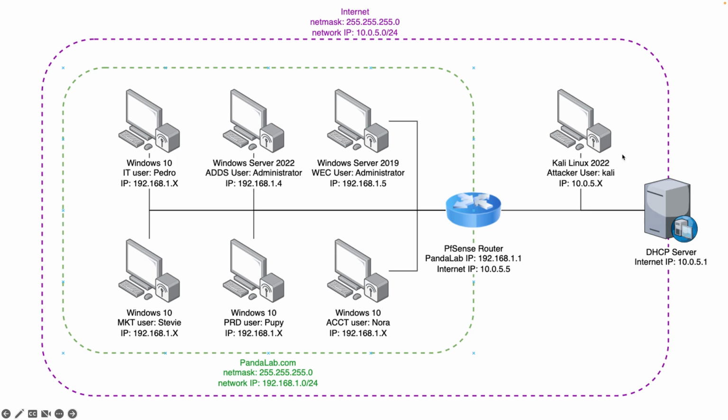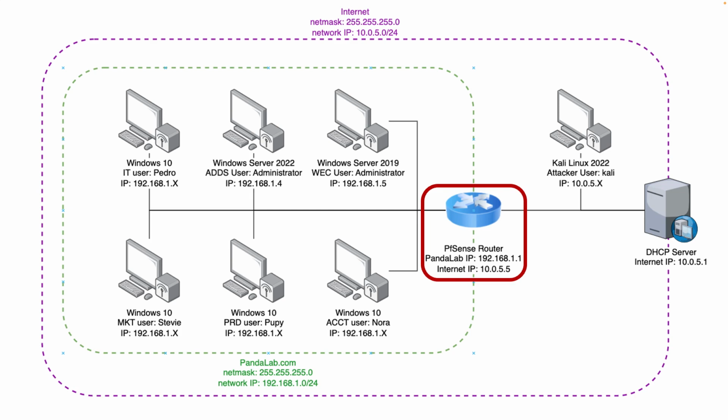In a previous video, we were able to configure network adapters for our two networks, pandalab.com and the internet, both based on our network design. In this video, we will show you how you can create a virtual router using pfSense software. This virtual machine will allow the communication between pandalab.com and the internet.